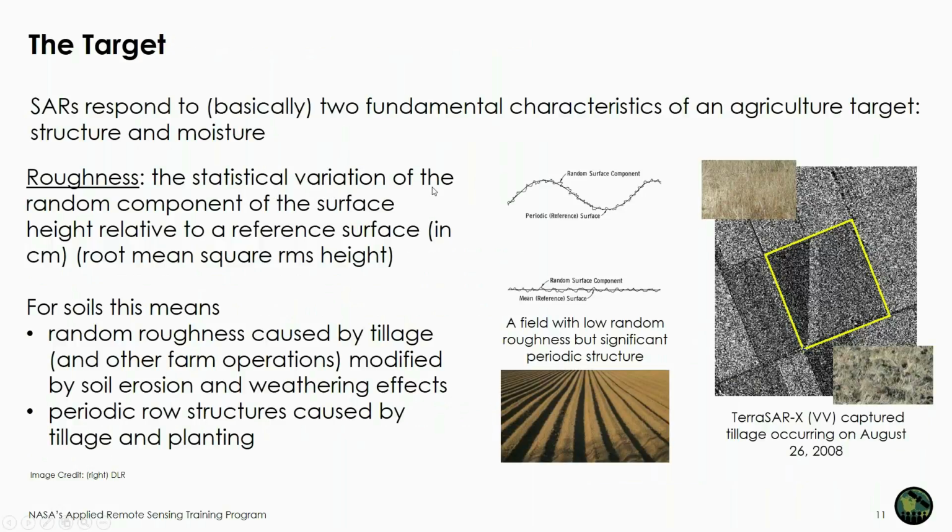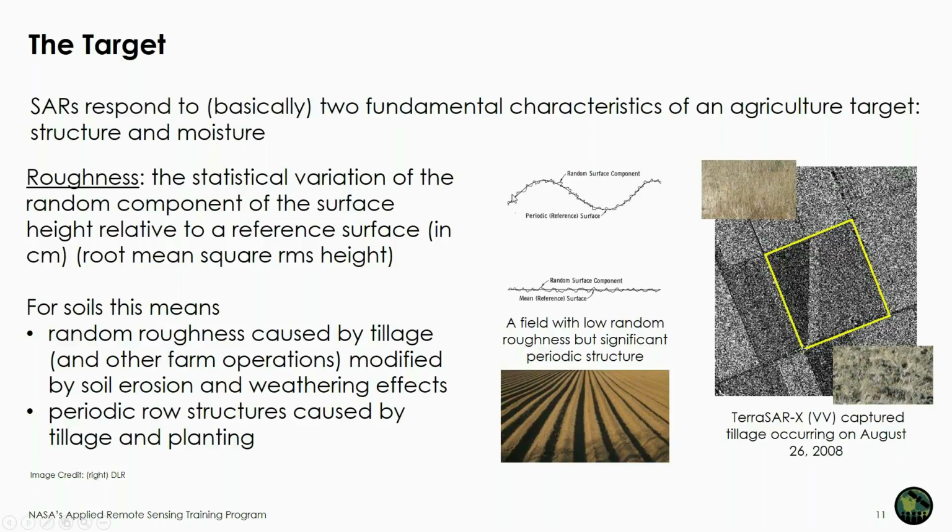So now I want to move on and talk a little bit about how radar is interacting with the target and specifically with agricultural targets. So radars basically respond to two fundamental characteristics of an agricultural target, both the structure and the moisture in the target. So first we're going to talk about structure, and for soils we're really thinking here about how rough the soil surface is. So roughness is defined in radar terms with respect to the statistical variation of the random component of the surface height relative to a reference surface. And you can see that particular concept demonstrated here.